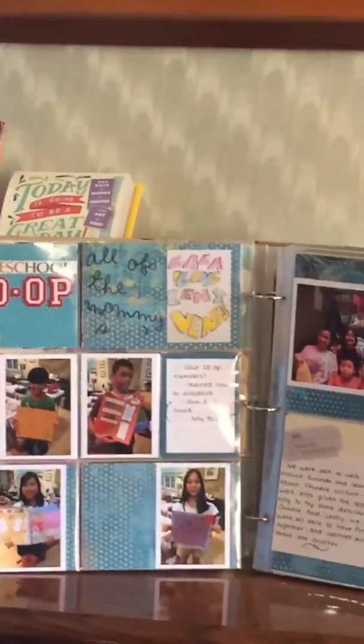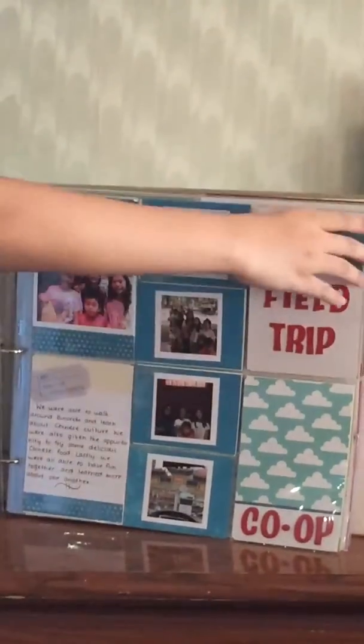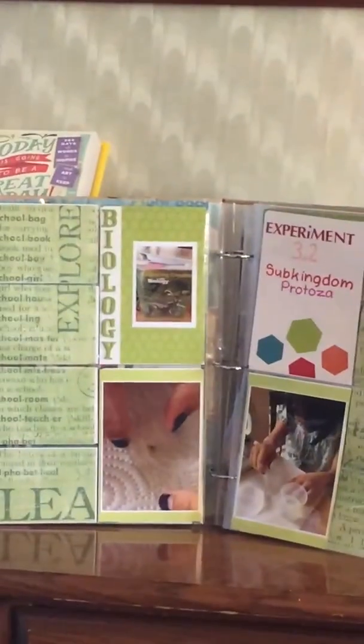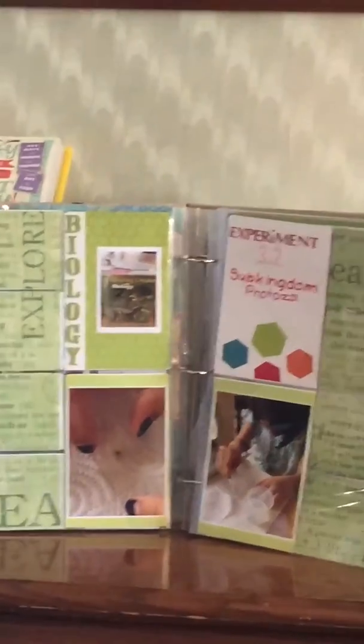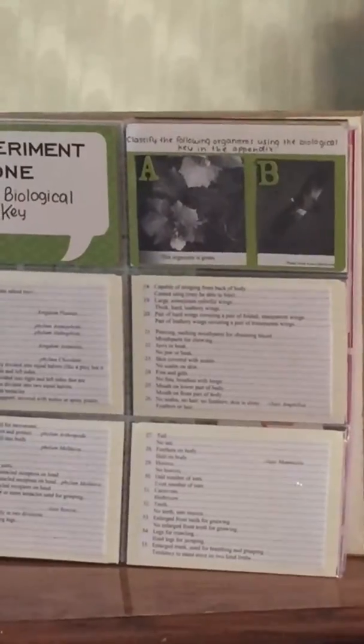Then if you turn the page, you will see the field trip and pictures of my co-op, which are people I really like hanging out with. And on the next page, I have biology, which is my science for this year. I am currently using Exploring Creation with Biology by Apologia as my main text. And on the next page, you can see that I've been using a microscope for my experiment, specifically for subkingdom protozoa and others. And obviously this page is blank because I am yet to write on these cards. And then we have experiment 1 using a biological key, which is something I did in the first quarter.